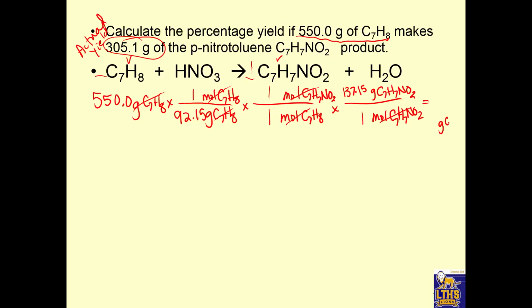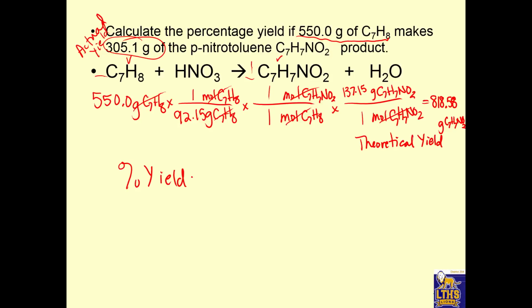Grams of C7H7NO2, that's called p-nitrotoluene. We find out that there should be 818.58 grams produced. So this is called a theoretical yield, because did we do it in the lab? No. We did it using stoichiometry, and that's the maximum amount that could come out. And so now I have to do percent yield.